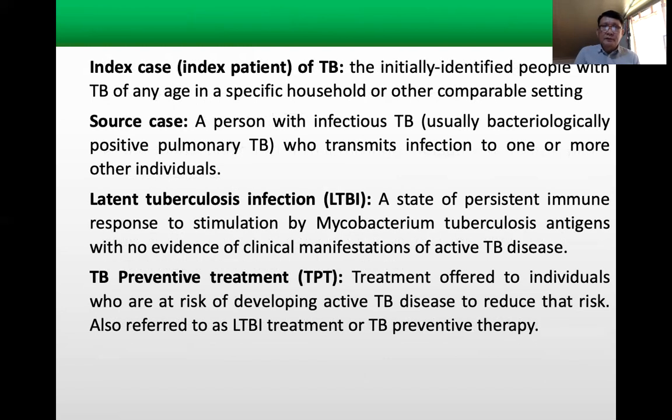Moving on, index case refers to the patient, the TB patient. This is initially identified people with TB of any age in a specific household or other comparable setting. When you say source case, this is a person with infectious TB, usually bacteriologically positive pulmonary TB, who transmits infection to one or more other individuals.